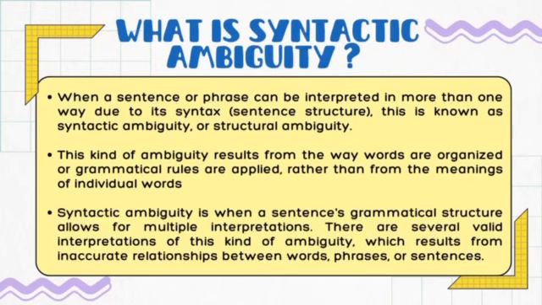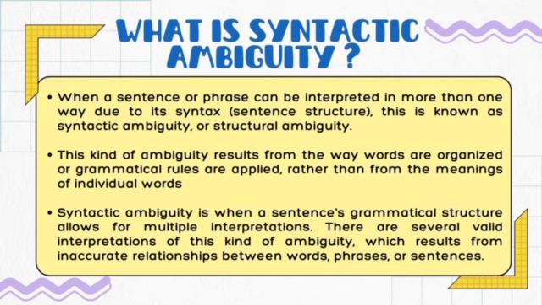Now we move on to syntactic ambiguity. Syntactic ambiguity is when a sentence or phrase can be interpreted in more than one way due to its syntax. This kind of ambiguity results from the way words are organized or grammatical rules are applied, which has multiple meanings.